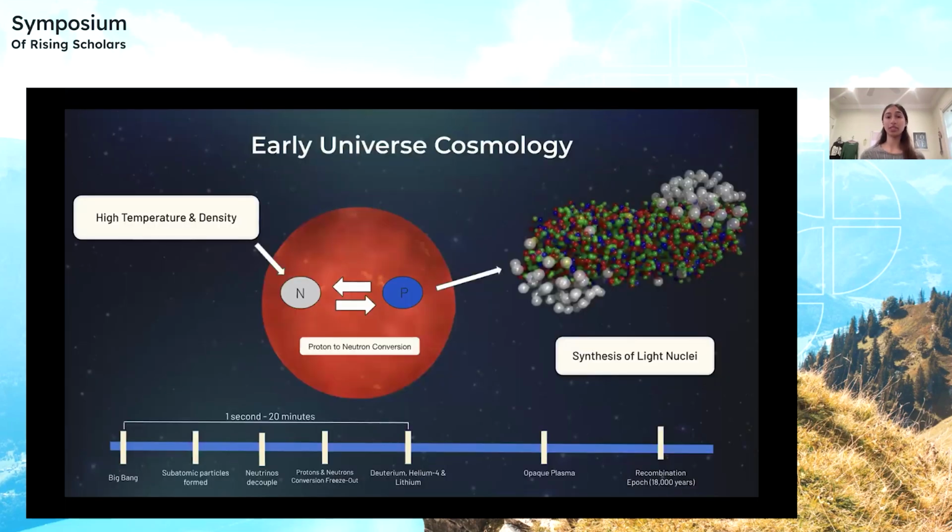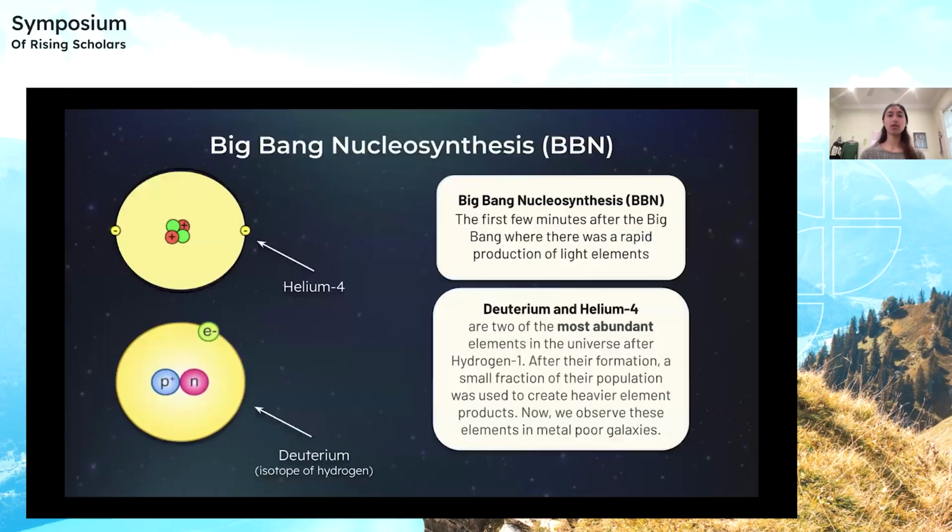About 13.8 billion years ago, the Big Bang occurred, in which the universe was very hot and dense. This enables an environment for proton to neutron conversions to occur and vice versa, ultimately paving the way for the synthesis of light nuclei in a period of time known as the Big Bang nucleosynthesis. Well, what is the Big Bang nucleosynthesis? Well, the Big Bang nucleosynthesis was the first few minutes after the Big Bang, where there was a rapid production of light elements, specifically lasting from about 1 second to 20 minutes.